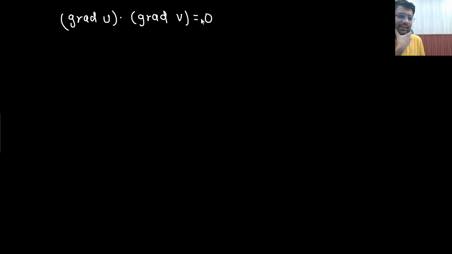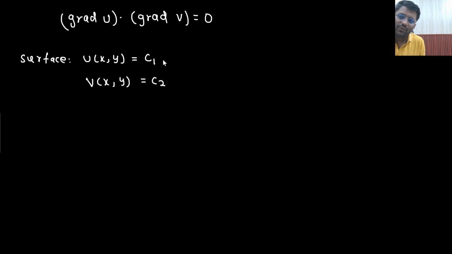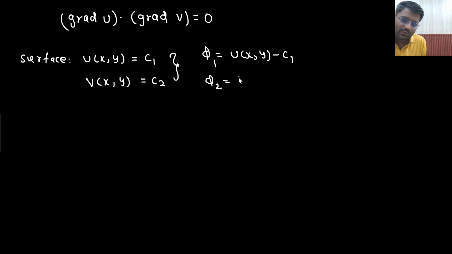Now let's just say I make a surface, and the surface is whatever the function u of x comma y was, I equate it to c1. And the other function, which was v of x comma y, I equate it to c2. So two surfaces I have made. Now if I want to find their perpendicular vectors, how will I find them? I would make the function phi1, which will be u of x comma y minus c1, and the function phi2, which will be v of x comma y minus c2.